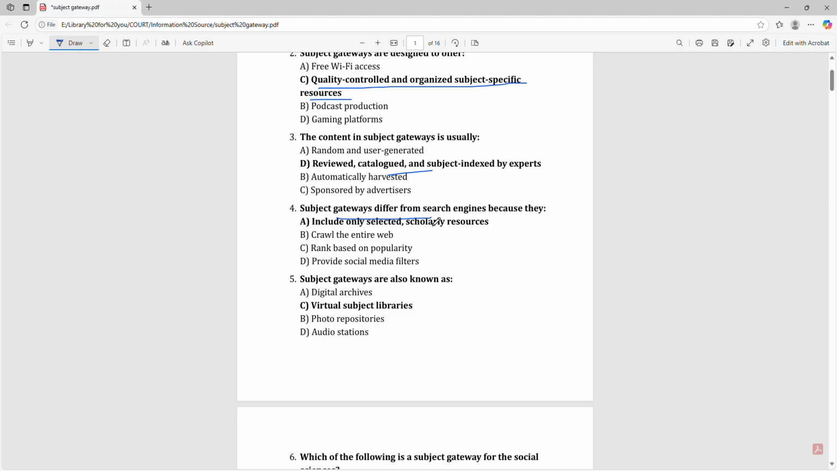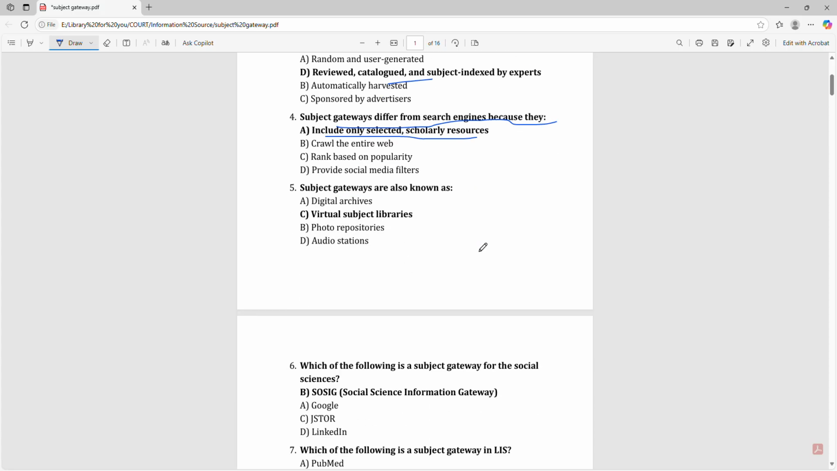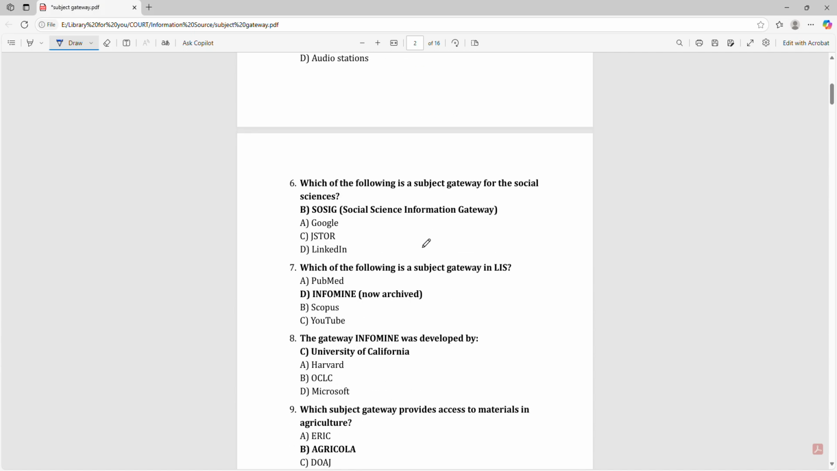Subject gateways differ from search engines because they include only selected scholarly resources. Subject gateways are also known as virtual subject libraries. Which of the following is the subject gateway for social science? SOSIG, that is Social Science Information Gateway.